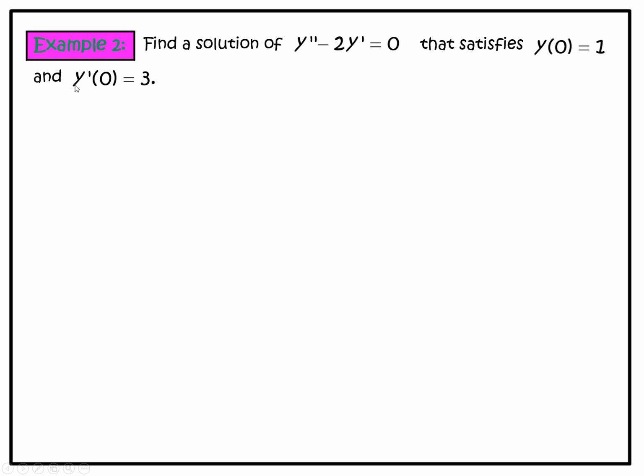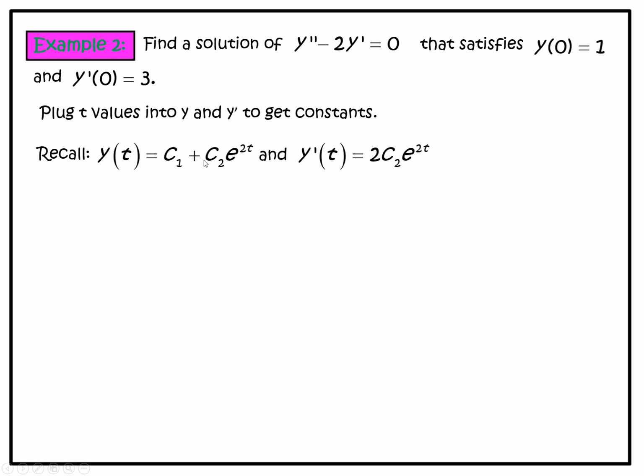And then y prime of 0 is going to be the slope of the tangent at 0. So this is saying the slope of the tangent at 0 is 3. Well, let's see how we do this. We were given forms of solutions there, and what we're going to do is plug in t values to our y and y prime to get our constants.